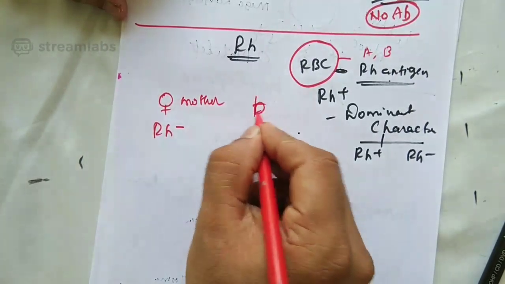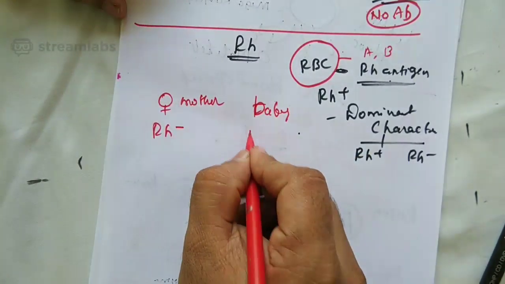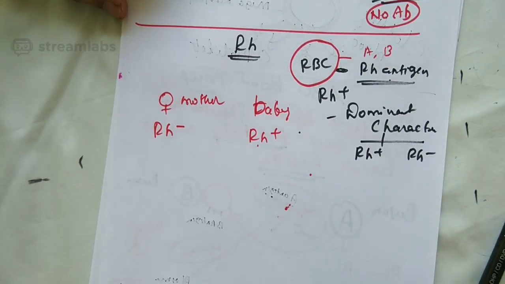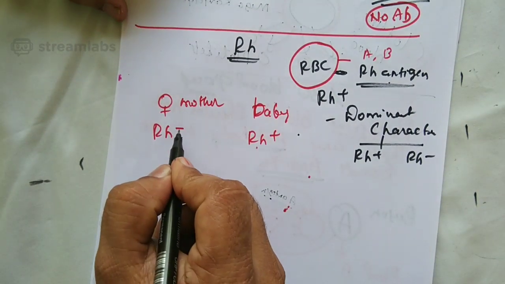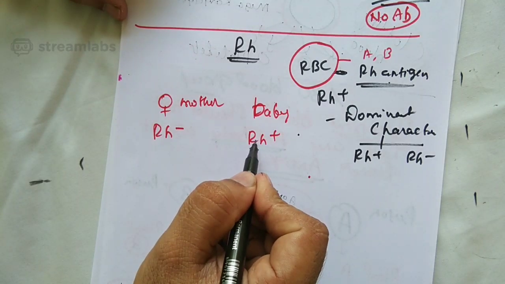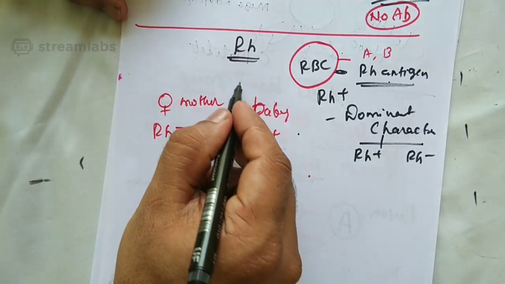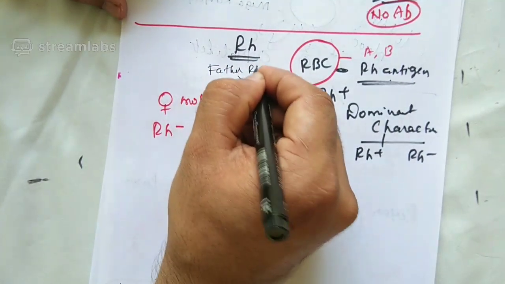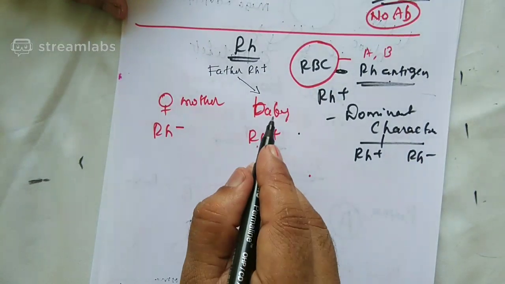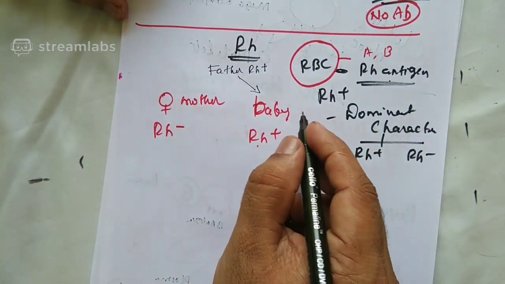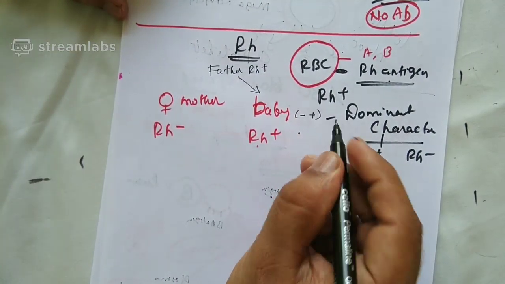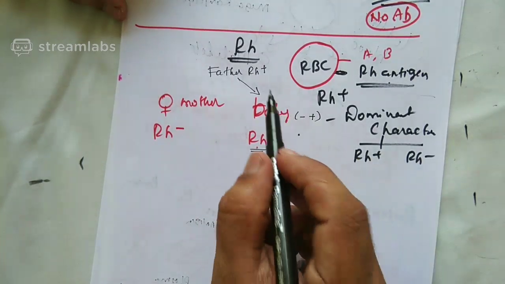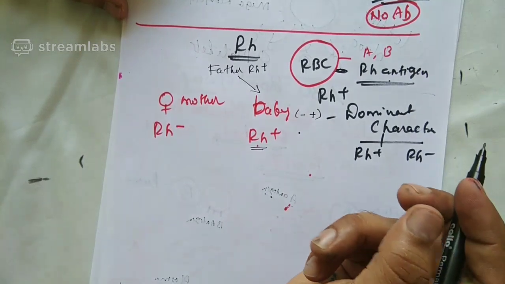Fetus or a baby, I can write baby is Rh positive. Baby is Rh positive, mother is Rh negative. You tell me, mother is Rh negative, but baby is Rh positive. Then how did he become Rh positive? Because his father was Rh positive. That means he is heterozygous, right? He is heterozygous having minus and plus, but still he is expressing the character called Rh positive. Reason, Rh group is a dominant character.